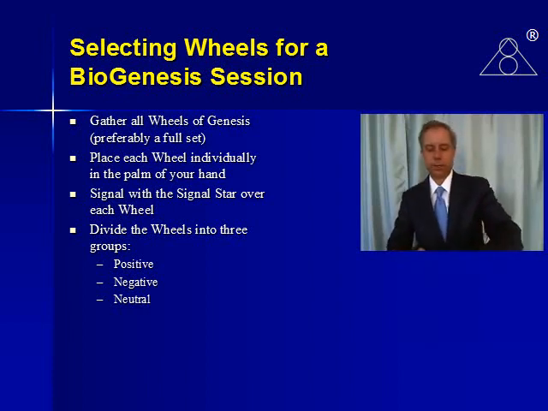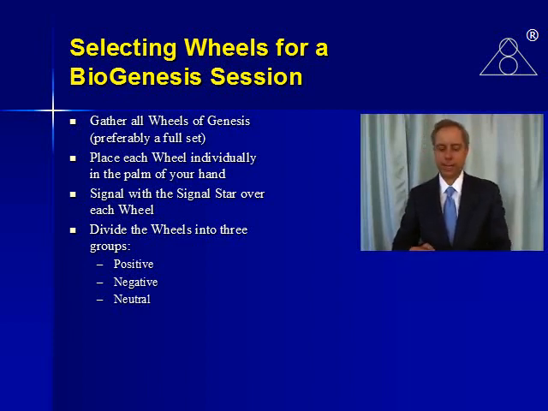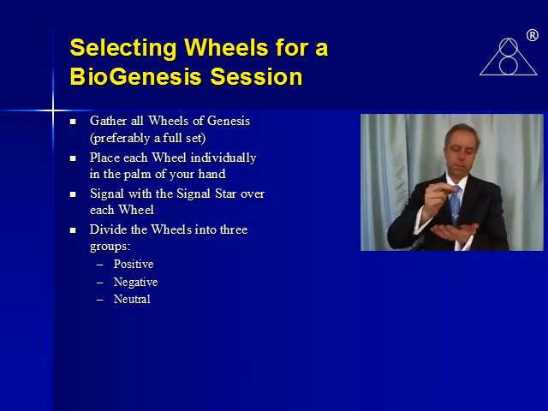So I have now done 3 wheels. And one went into the positive, one into the negative, one into the neutral. Yours, they may all 3 be positive. They may all 3 be negative. They may all 3 be neutral. But simply set it into 1 of 3 piles based on the indicator that you receive. I'm now using the green progress, which is neutral.